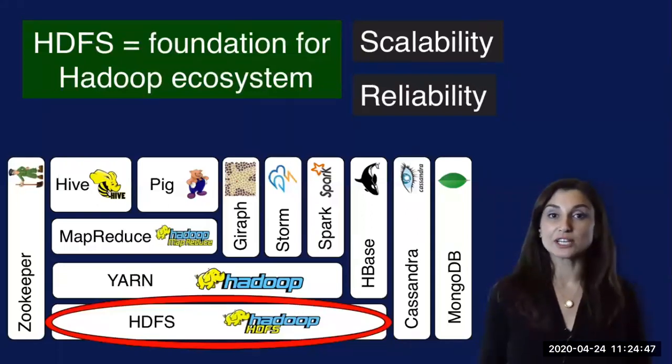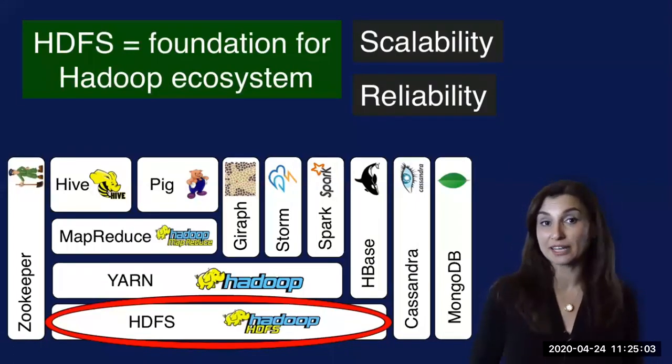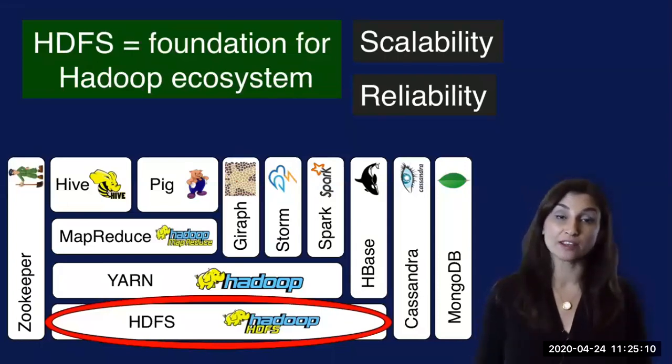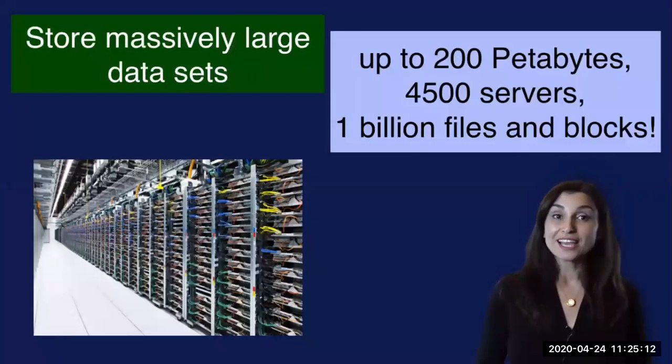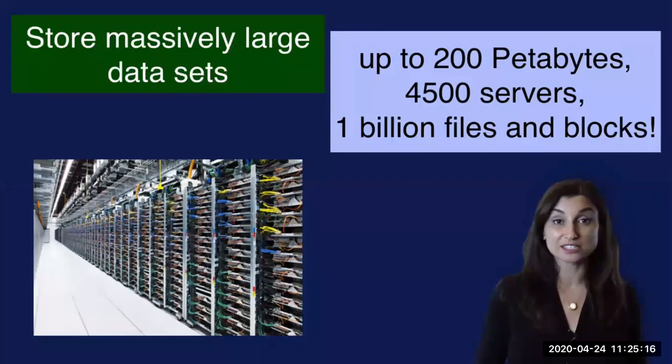As the storage layer, the Hadoop distributed file system, or the way we call it HDFS, serves as the foundation for most tools in the Hadoop ecosystem. It provides two capabilities that are essential for managing big data: scalability to large data sets and reliability to cope with hardware failures. HDFS allows you to store and access large data sets.